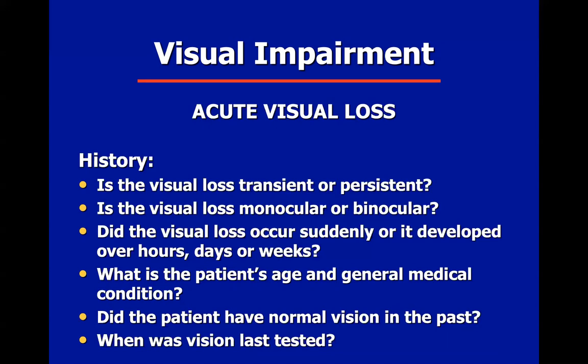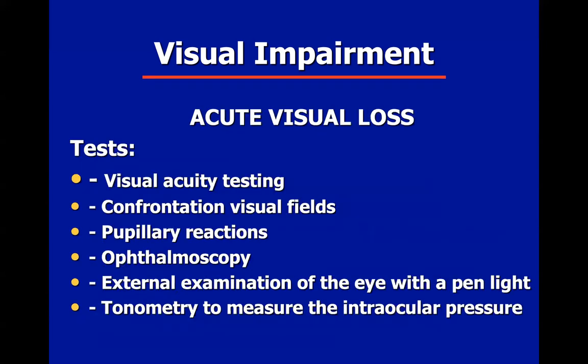And then you ask the patient, did you have normal vision in the past? Because you have to rule out what we refer to as amblyopia and lazy eye, which I will be talking to you about in the strabismus lecture. And then, really important, ask your patient, when was your vision last tested? When did you last go to an ophthalmologist and have your visual acuity tested? These are really very important in the history.